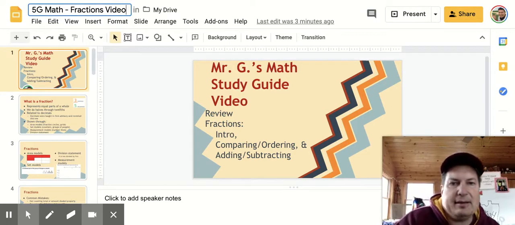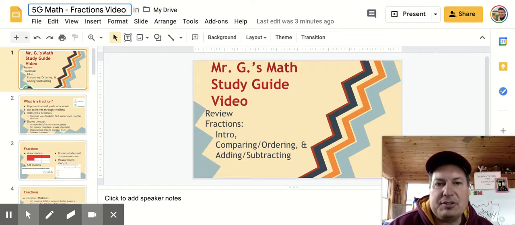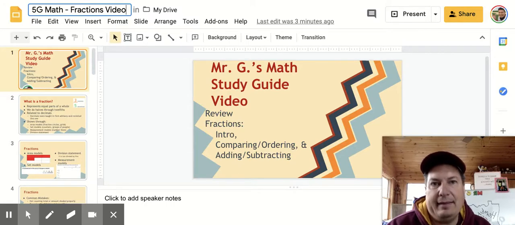And so what we're going to talk about are comparing fractions. What is a fraction? How do they work when you add them? Adding them with unlike denominators. There'll be a number of things that we'll cover on this.